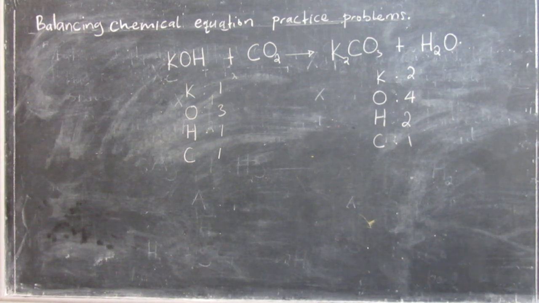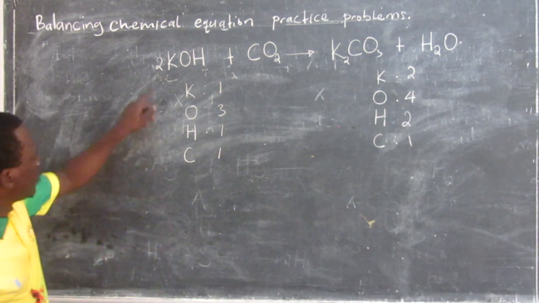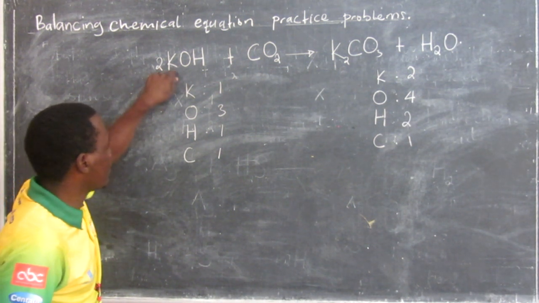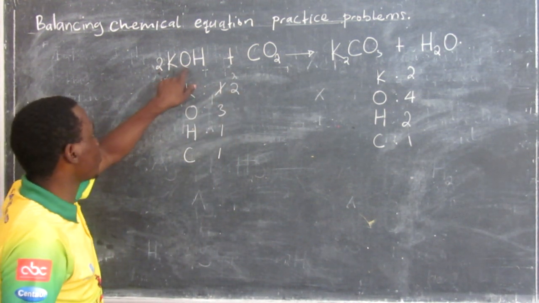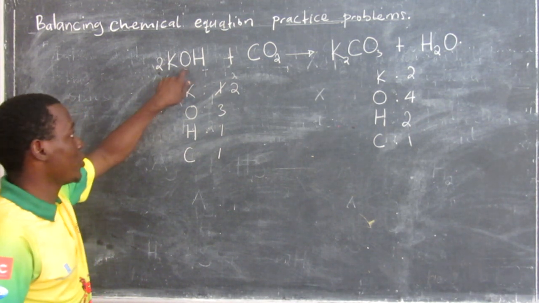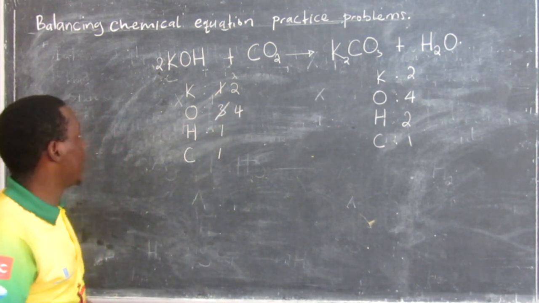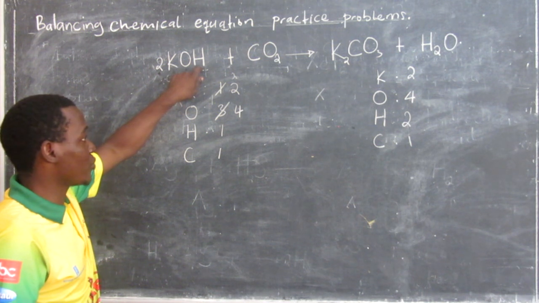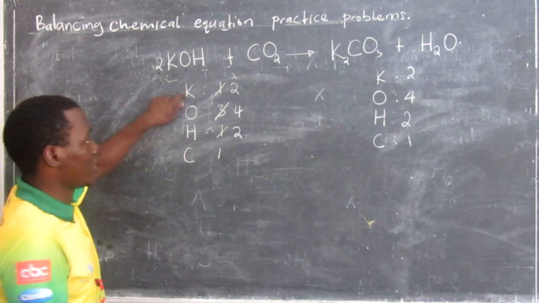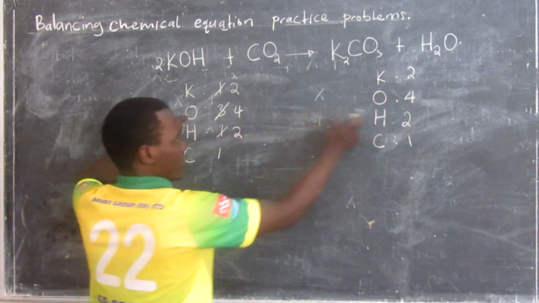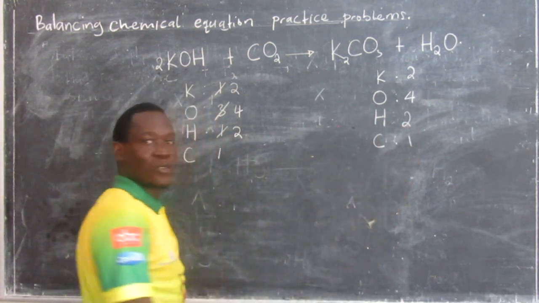Take an example. If I decide to put a 2 here, meaning that 2 times 1, this becomes 2. We have 2 potassium there. 2 times 2, 2 times 1, that's 2, plus 2, that's 4. Meaning that the oxygen becomes a 4. And also, 2 times 1 gives us a 2. This one becomes a 2. Carbon stays 1. Meaning we have 2 potassiums, 2 potassiums. 4 oxygens, 4 oxygens. 2 hydrogens, 2 hydrogens. 1 carbon, 1 carbon. The equation is balanced.